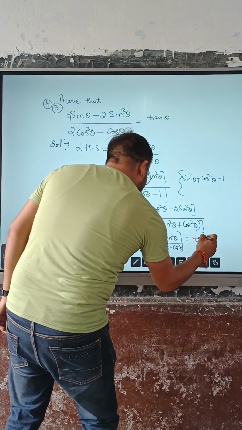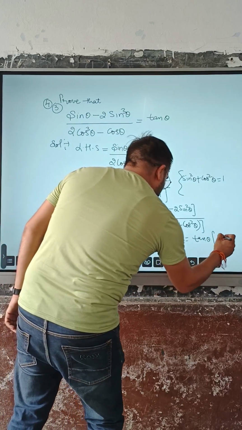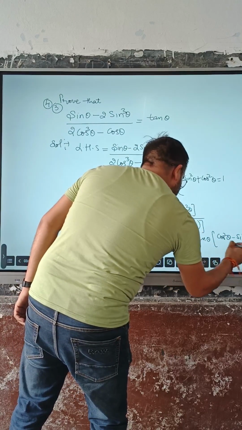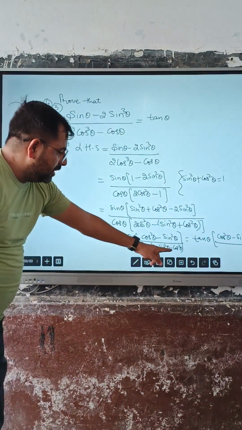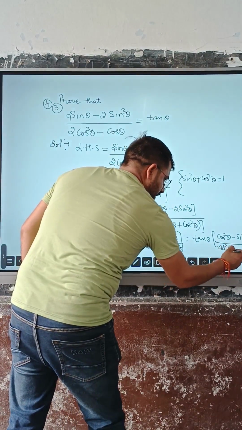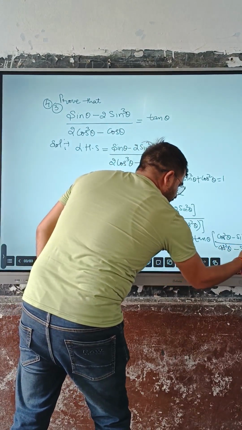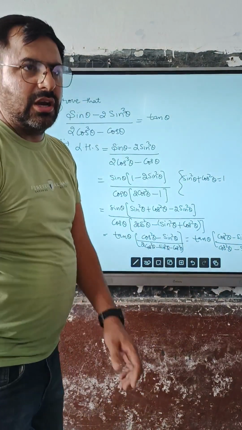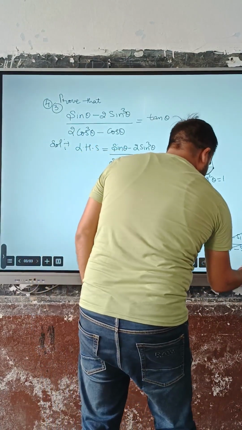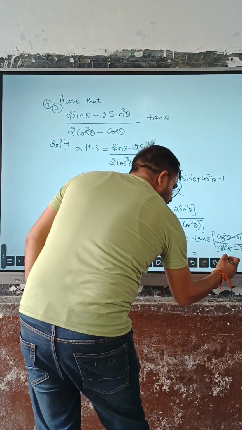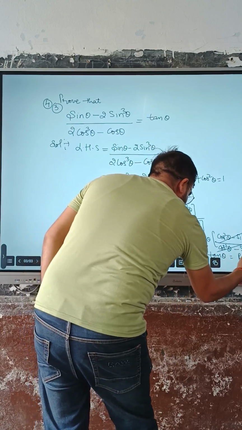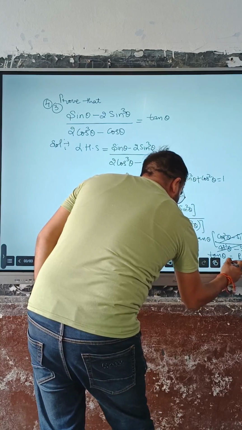So tan theta into cos square theta minus sin square theta. So in the denominator 2 cos square minus cos square, that is cos square theta minus sin square theta. So both the numerator and denominator are the same, so they cancel each other. So the answer is tan theta, that is equal to right hand side, hence proved.